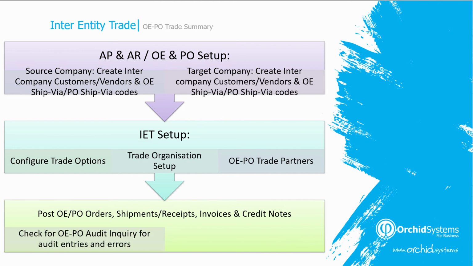And we've seen how to use the OEPO audit inquiry to check for any errors that have happened and also to check for target document numbers, and how to use the OEPO periodic processing to reprocess any error entries.